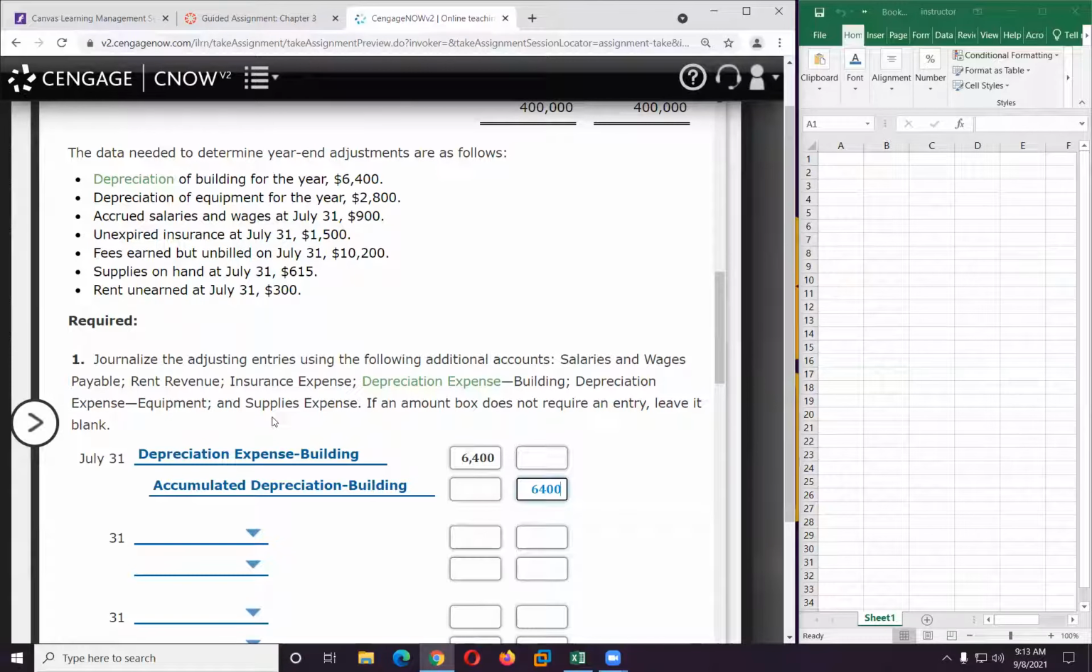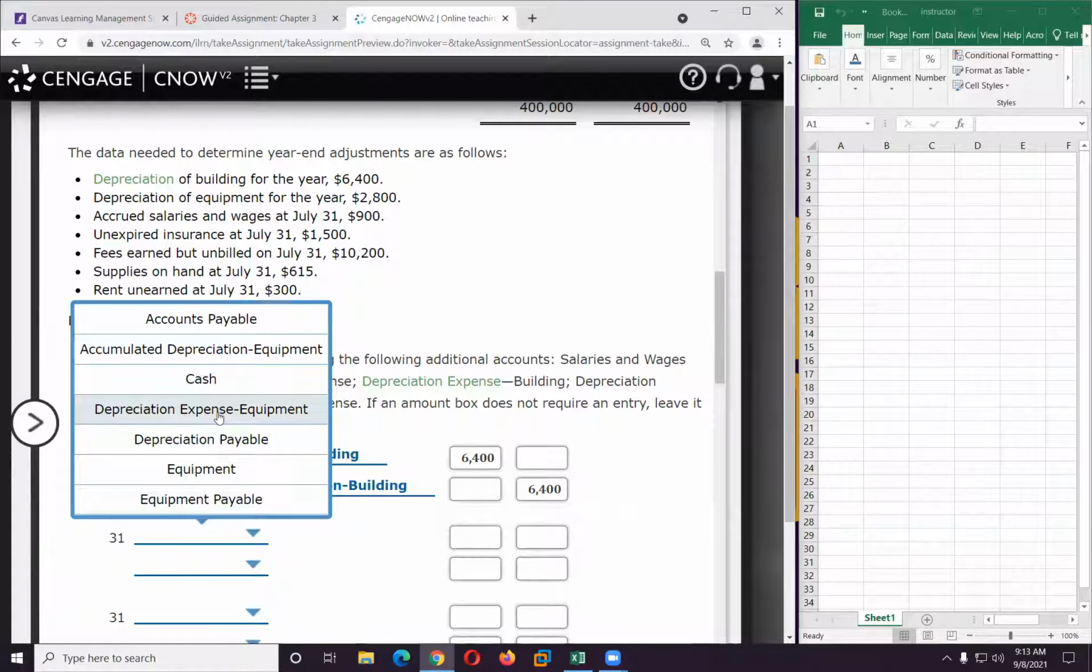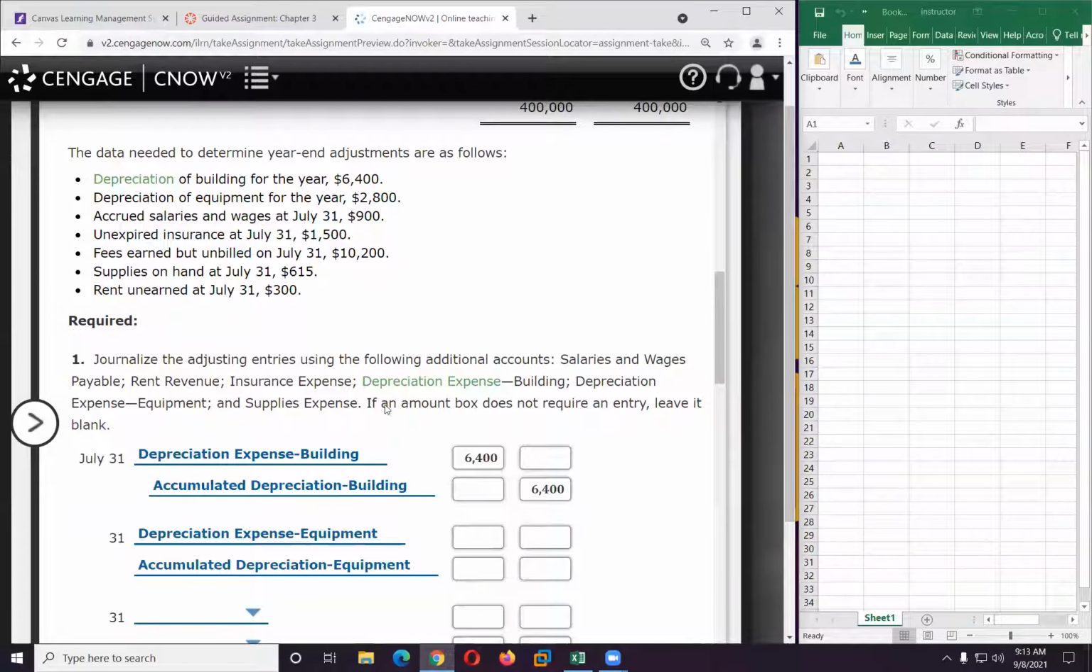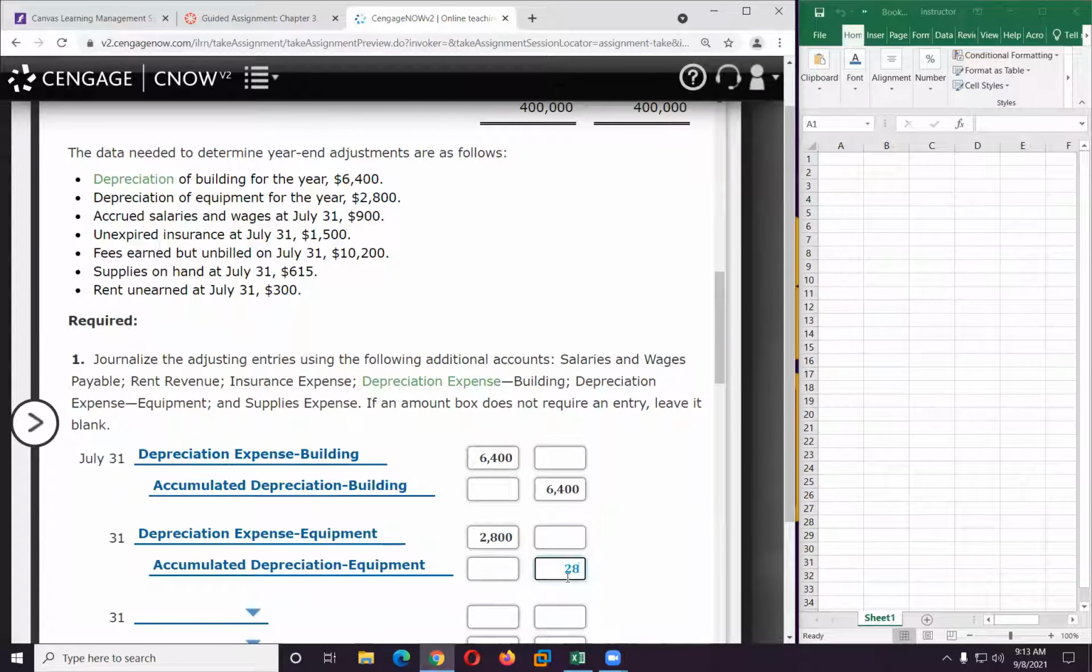Okay. On the second one, depreciation of equipment for the year, $2,800. Again, it's just giving us the amounts. They're being nice to us because we're new to it. So our entry is going to be depreciation expense on the equipment and accumulated depreciation on the equipment of $2,800. Just like all other journal entries, adjusting entries still follow the same rules. There has to be a debit and a credit, and the debits and credits have to equal each other. Okay, that rule doesn't go away.